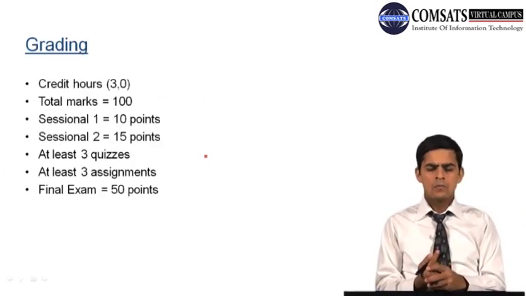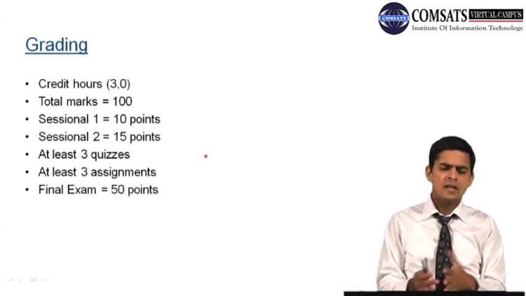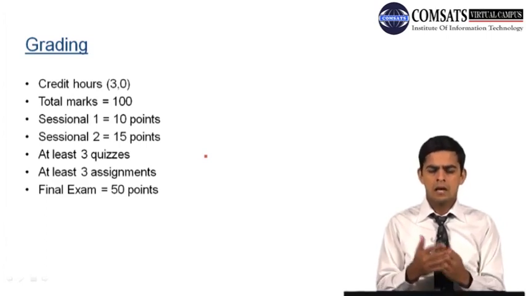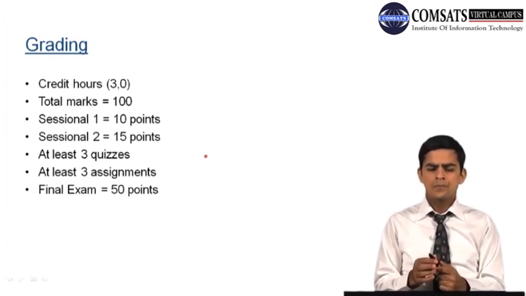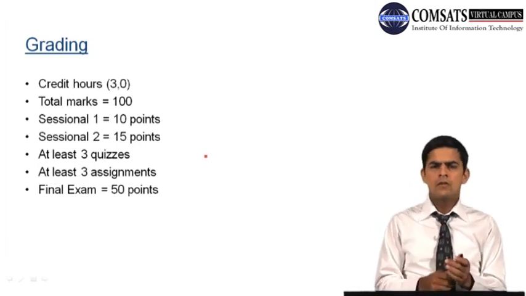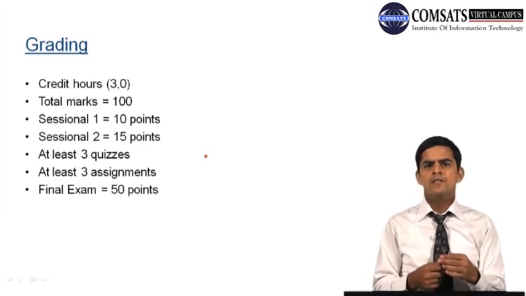Right. You have probably done many courses before starting the course of optimization, so you are familiar with how the marking and grading system works at Comsats Virtual Campus. There will be 3 credit hours for this course. 3 credit hours means 3 teaching hours per week. So you will have basically 2 classes per week. Total marks are 100 for this subject, and they are divided into certain parts and areas.